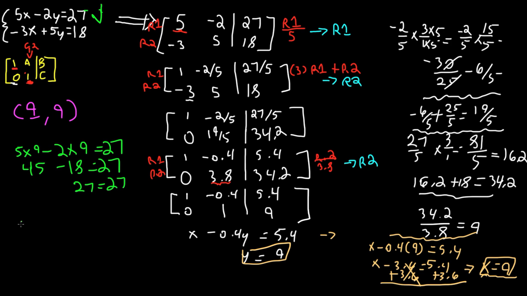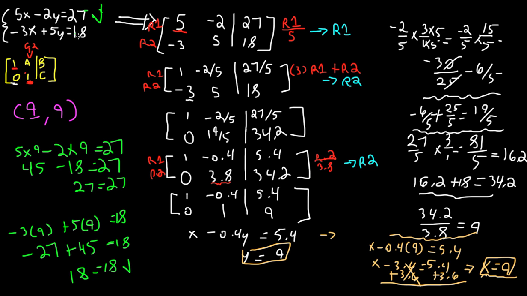Let's check the second one. Negative 3 times 9 plus 5 times 9 equals 18. Negative 3 times 9 is negative 27 plus 45. Yep, that should be right, actually. Wow, confusing numbers sometimes, man. Okay, so we have 18. So 18 equals 18. And that's a check.